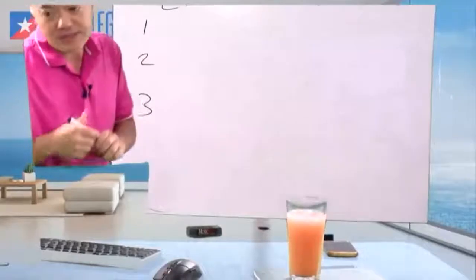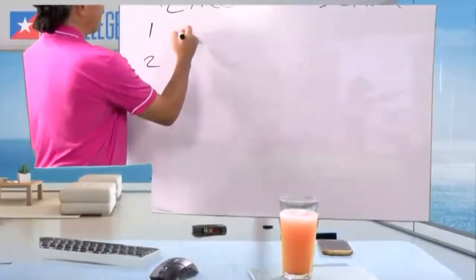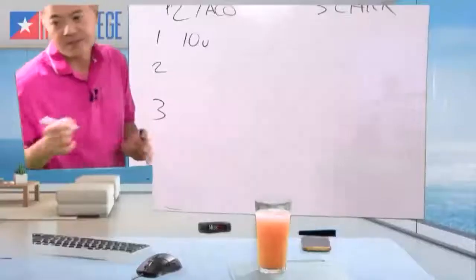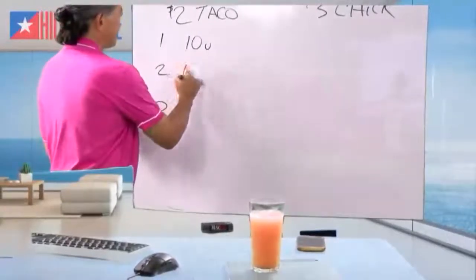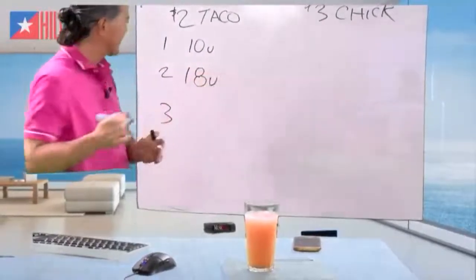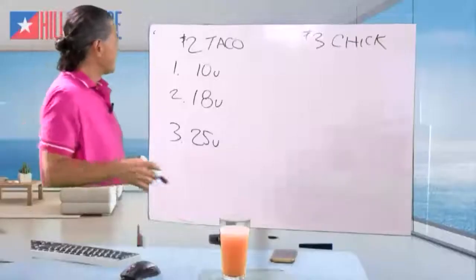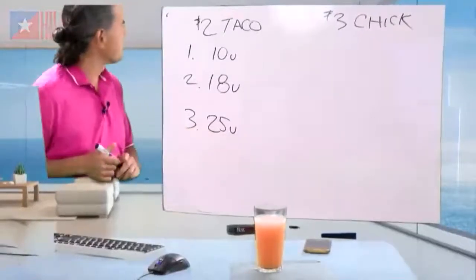So the first taco has a total utility of 10. Put 10U down there. 2 tacos would be 18 utils, and 3 will be 25 utils. Now these utils are hypothetical units on how to measure benefits, and these are totals. So for 2 tacos, you get 18 utils, and for 3 tacos, you get 25 utils.